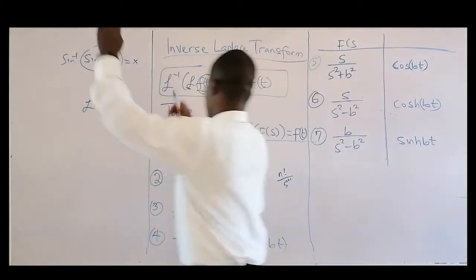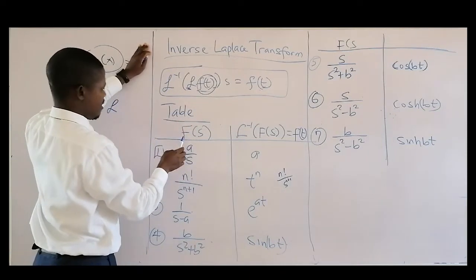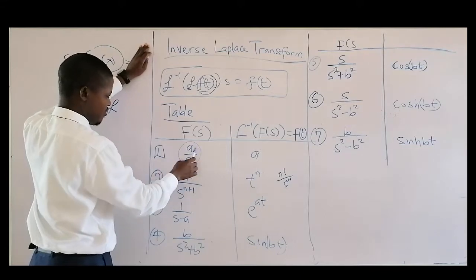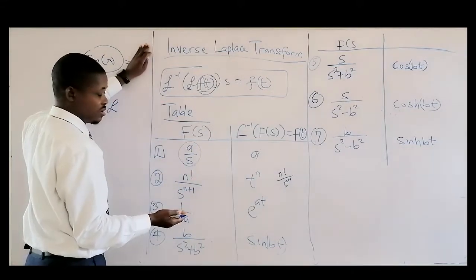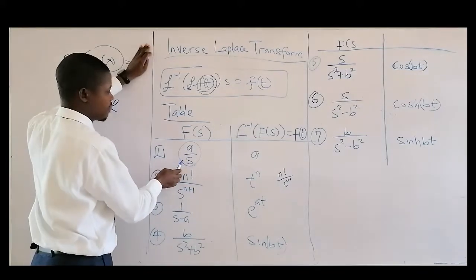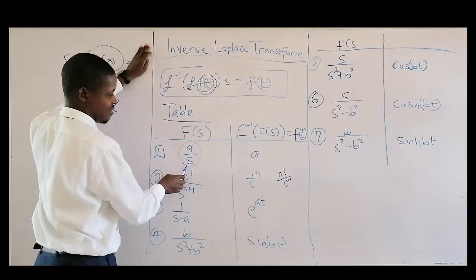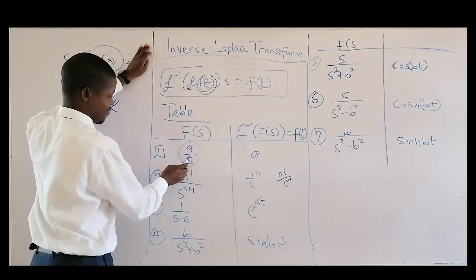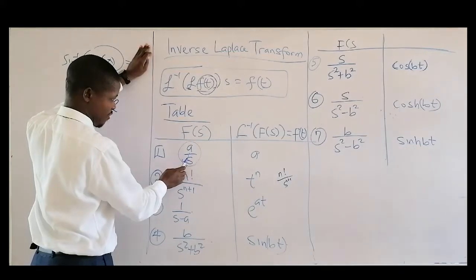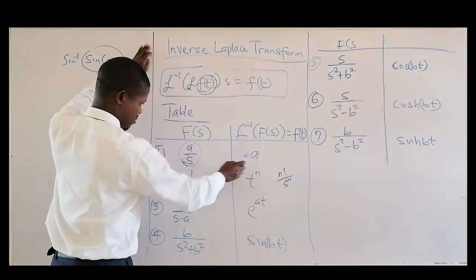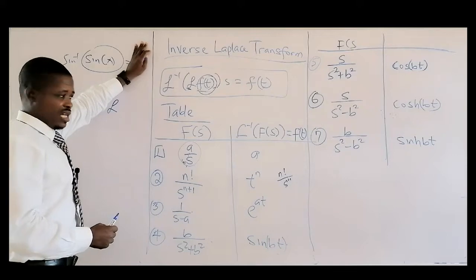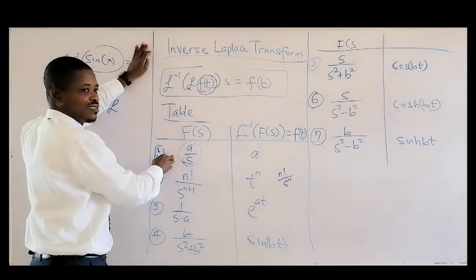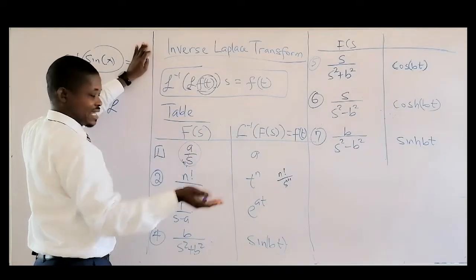So let's now start. If you take all of these Laplace transforms, they are all fractions. The inverse Laplace of A over X will give you A. And if you do Laplace of A again, it gives you back the fraction. That's how we call it forth and back.